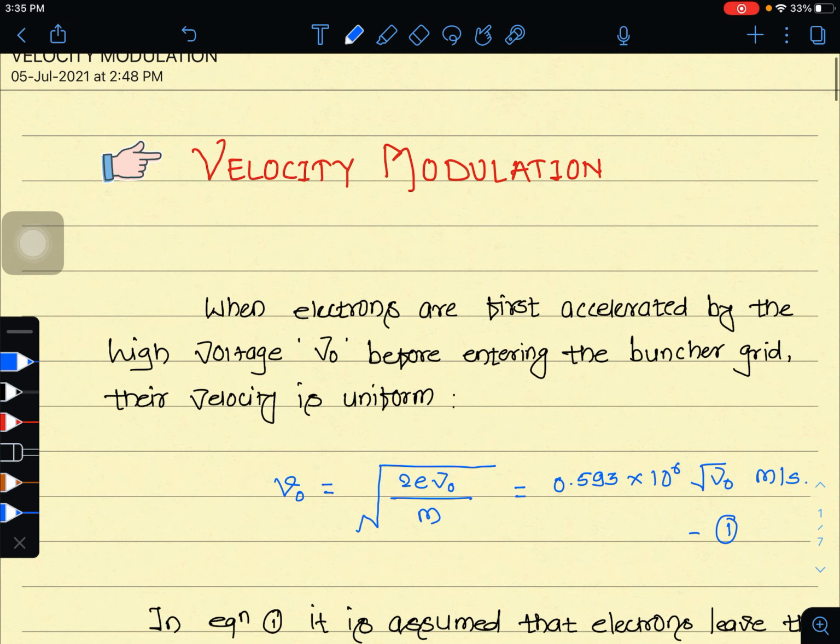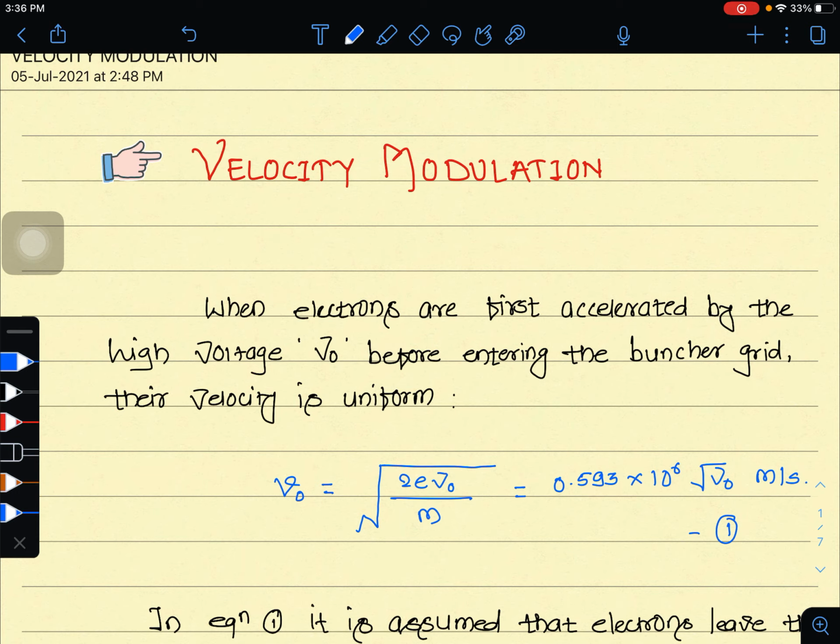From the last lecture, we discussed the klystrons, that is, the two cavity klystron. In the last lecture, we saw the explanations related to the klystron and two cavity klystrons. So today's topic is nothing but the velocity modulation and the bunching process.